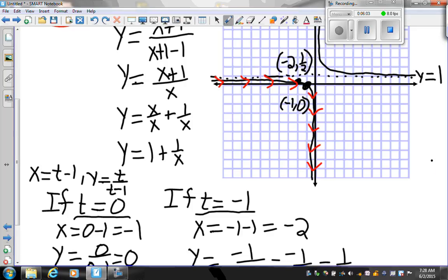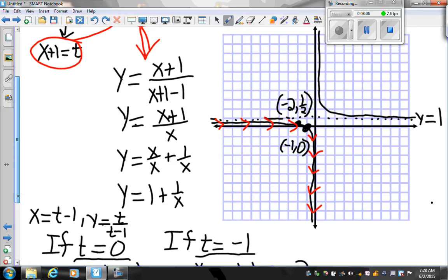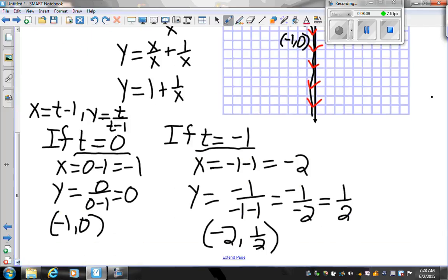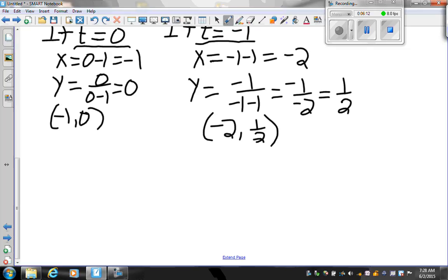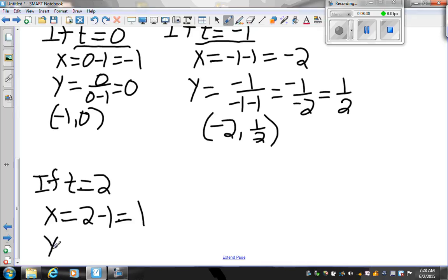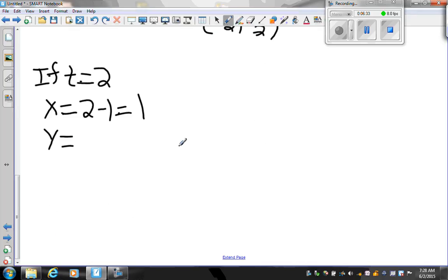For the other portion of the graph, we need to pick some different values for t, maybe some even larger values for t. So suppose here now that t is equal to 2, then x is equal to 2 minus 1, which is 1. y is equal to 2 divided by 2 minus 1, which is 2. So we get a further point 1, 2.